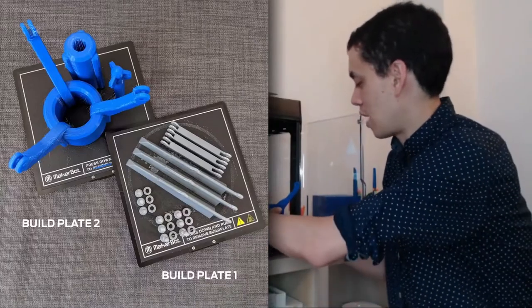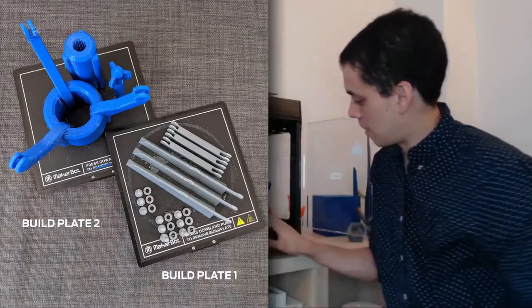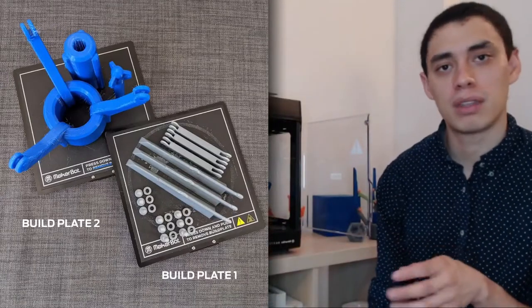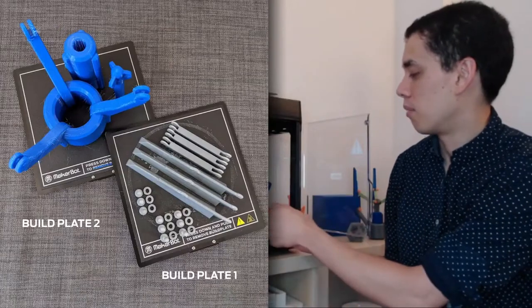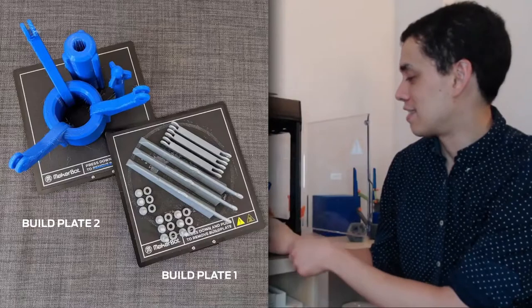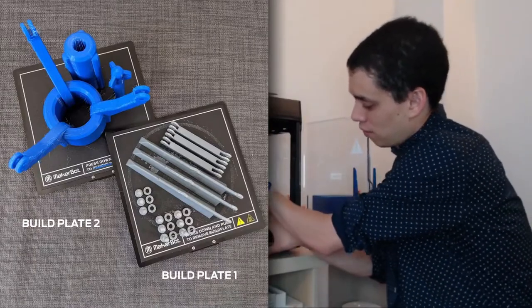So as you can see right here, the build plate is super easy to remove. On the Sketch, it has a different system than with the Method. With the Method, you have magnets that attach the build plate to the build surface. In the Sketch, you actually have a spring-loaded build plate, right?